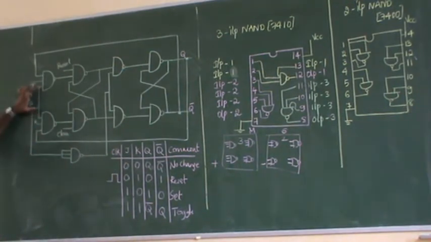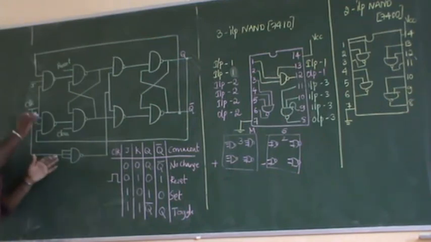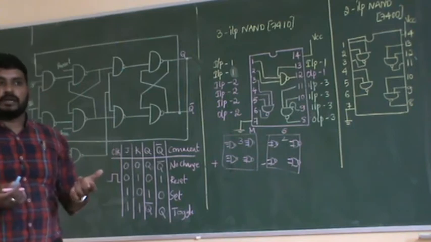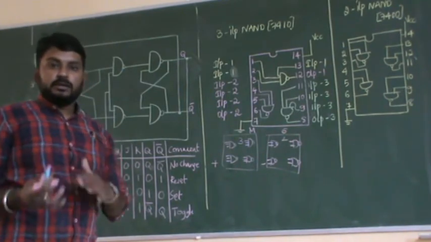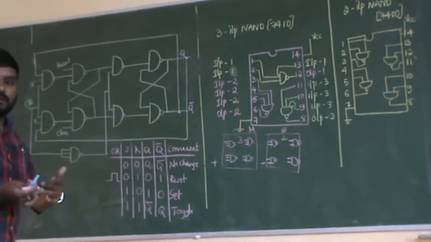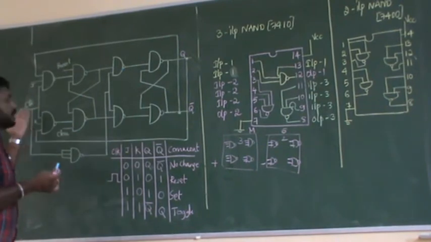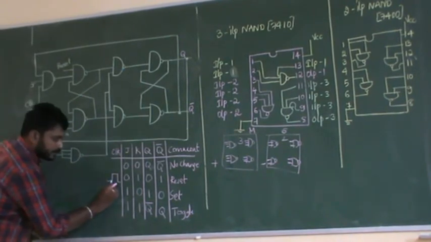Next, one input is left out from here and one more input is left out here. Both of them are shorted and given to the clock. This whole circuit will be activated, or enabled, or become a working circuit only if you are giving the clock. That's why I have written a clock pulse here.